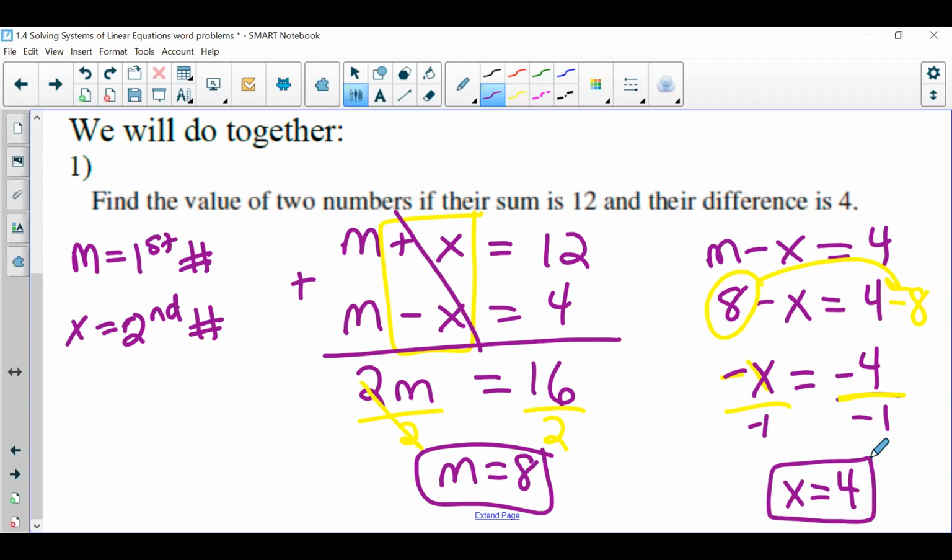Okay, we don't want to write this as a point of intersection. We just want to write a therefore statement. Go back to what we were looking for, though. We were looking for two numbers, right? We were looking for 8 and 4. Find the value. So the value of the two numbers are 8 and 4. Yes.